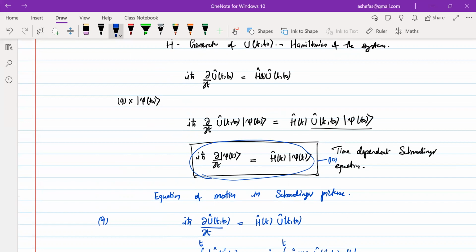So that's all for now. In the next class, we can have some more discussion about the Schrodinger picture.